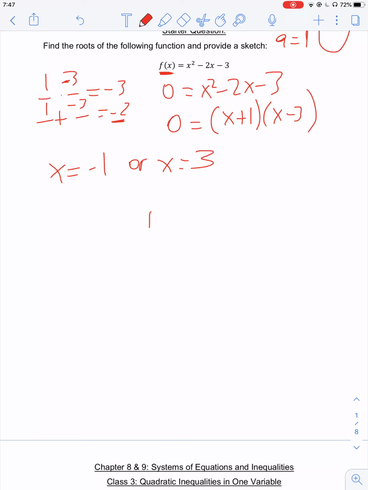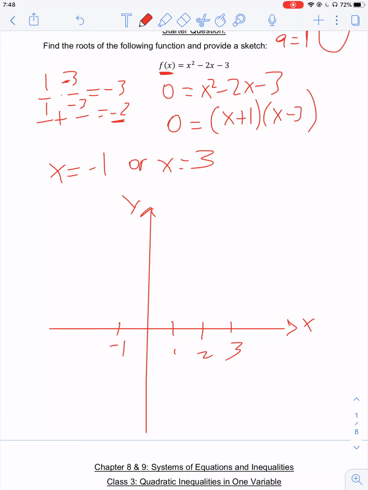Let me make this a little neat, something straight, and maybe let me just extend this. So this is your x, this is your y. Let's say this is 1, 2, 3, so this is -1, -2. At -1, my function is at 0, and at 3, my function is at 0.